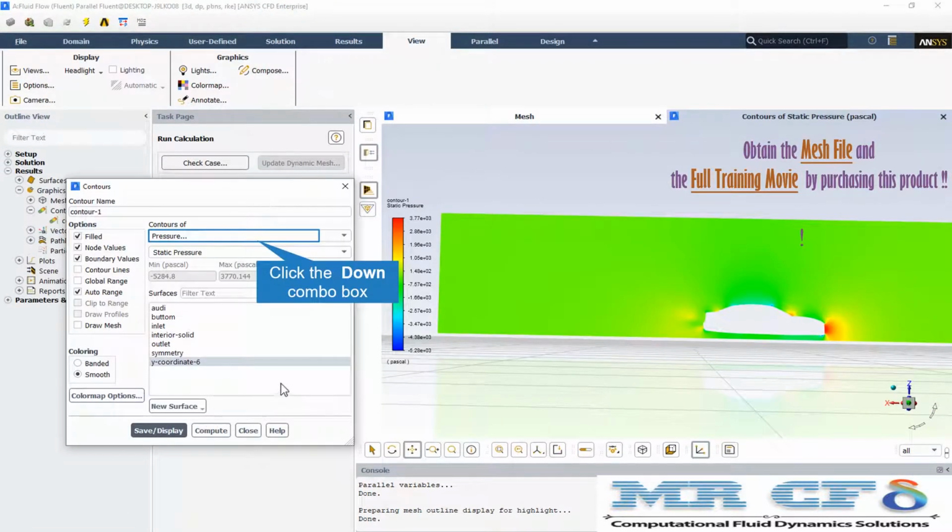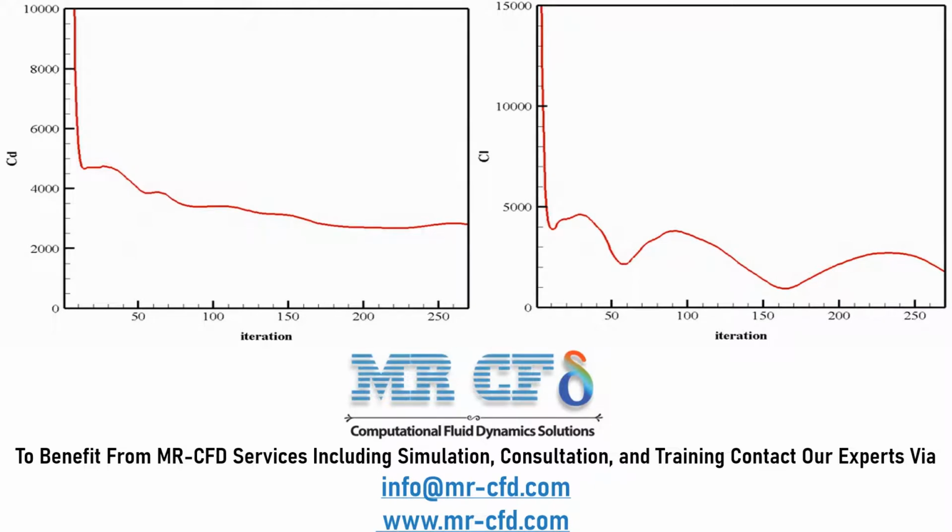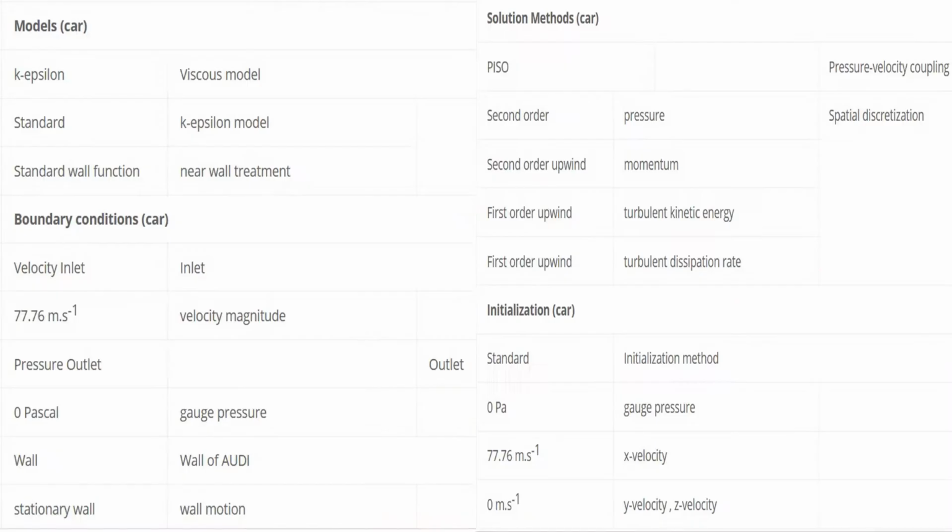This is the pressure contour, and as is obvious, the maximum pressure occurs when the wind flow collides with the car body at the front of the car. The graph of drag and lift coefficients in terms of the number of iterations is obtained. A summary of the defining steps of the problem and its solution is given in the following tables as a review.